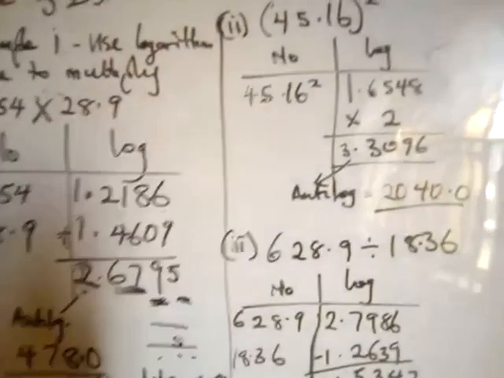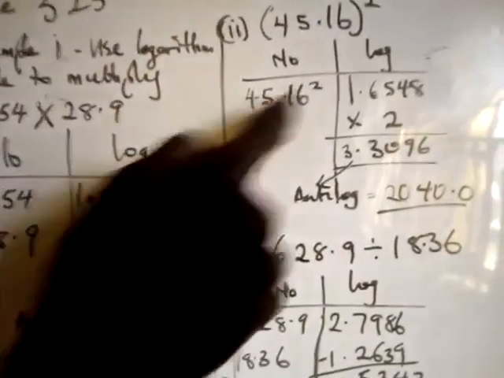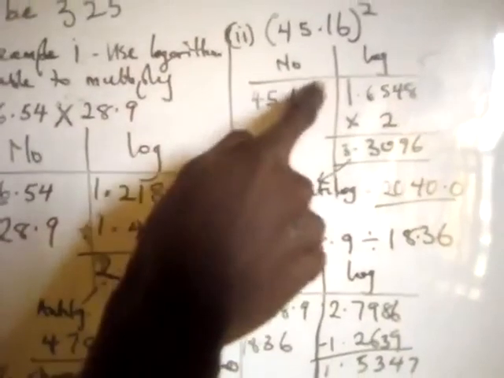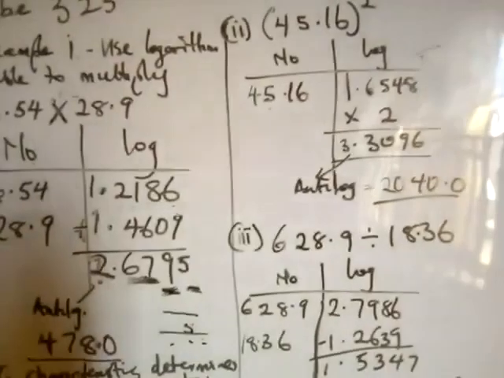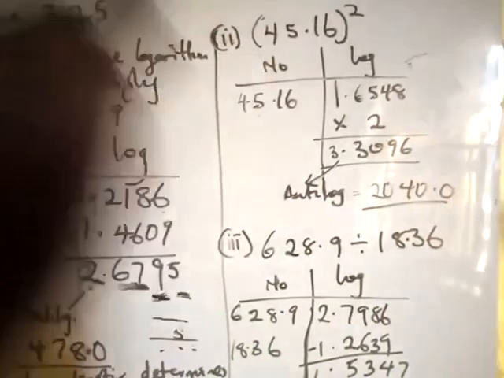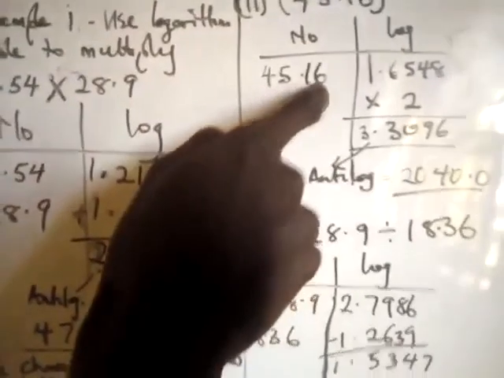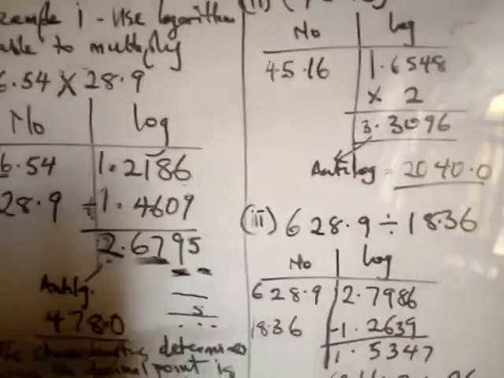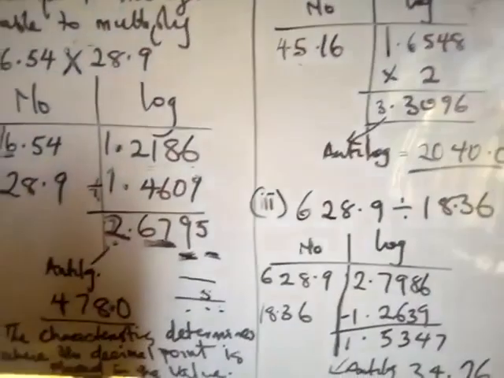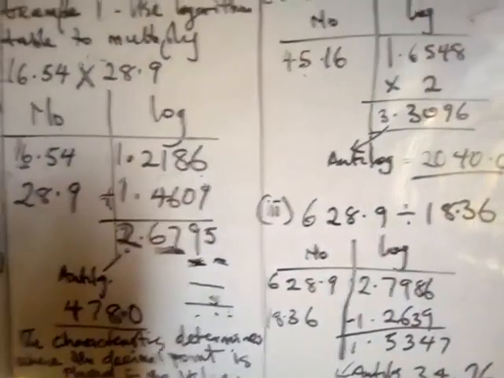Now check the table. You check the logarithm table, not antilog this time around. So 45 under 1, difference 6. Whatsoever you get, we give you 6548. So you write it there.